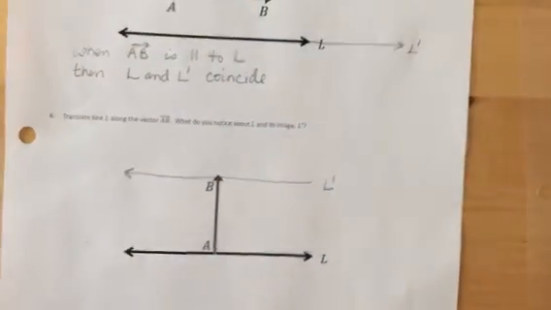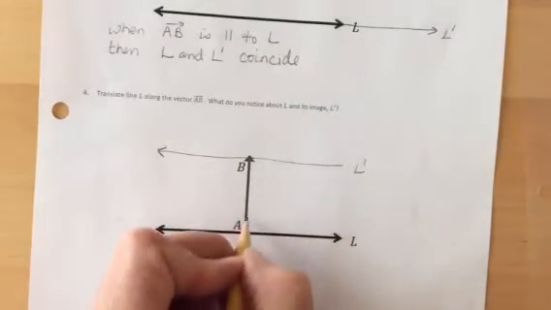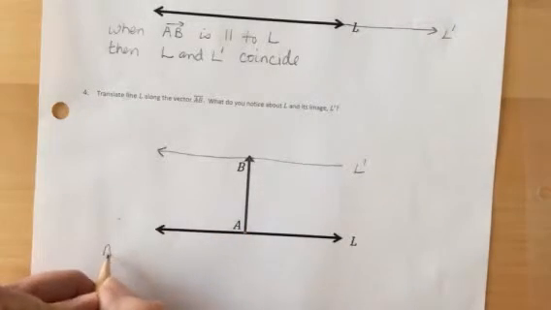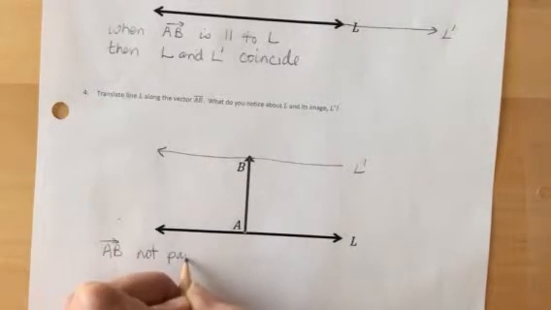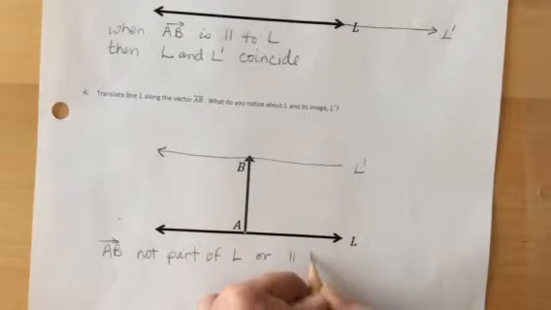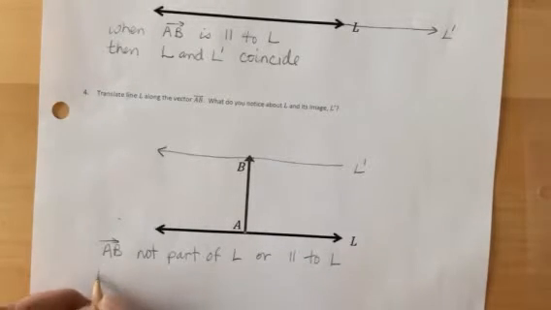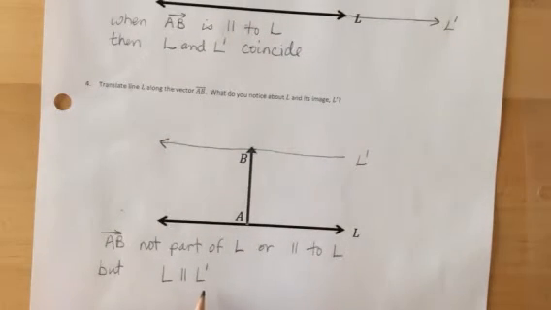L prime. And so notice what happened here. So this vector AB is not part of the line. It's not part of L or parallel to L. But L is parallel to L prime. Okay, so it resulted in my image, L prime, being parallel to the beginning, to my original line.